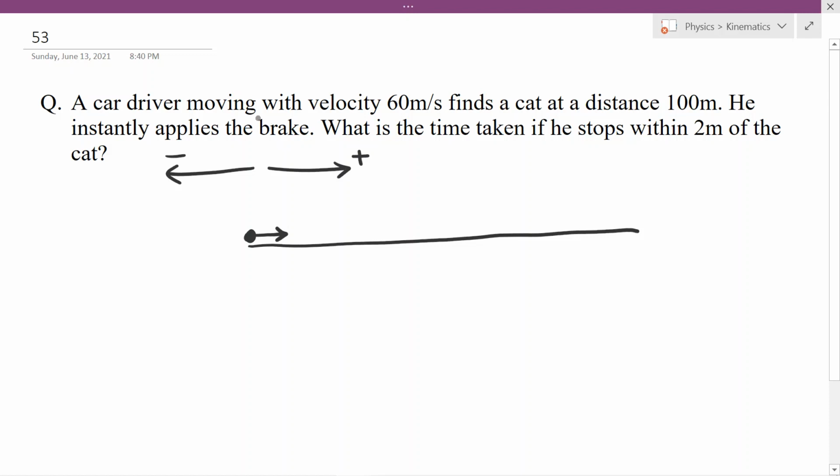Now see, the car driver is applying the brake. That means this car is going to stop, and to stop it we have to reduce its velocity continuously, and at a certain instant it will be 0. So this motion is a decelerated motion or a retardation motion. So now the acceleration must be in the opposite direction of the movement of the car, that is in the negative direction.